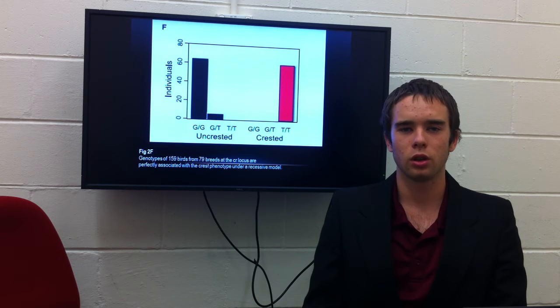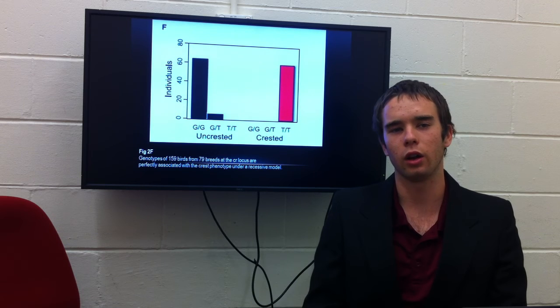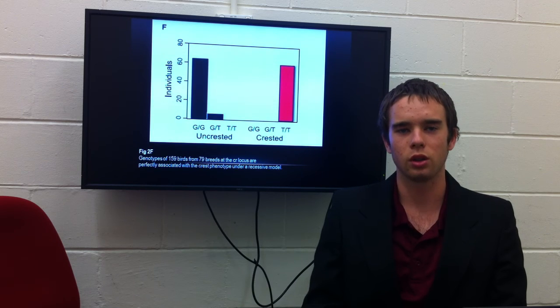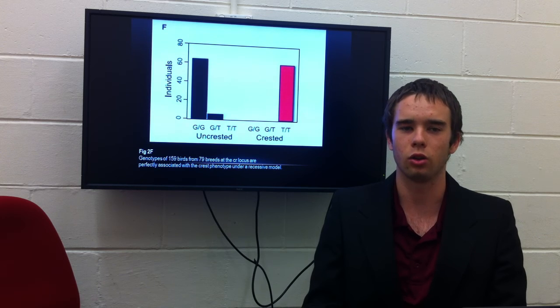All 8 crested birds were homozygous for a T nucleotide at scaffold 612, position 596613, hereafter the CR allele, whereas uncrested birds were heterozygous or homozygous for the putatively ancestral C nucleotide, or the plus allele.